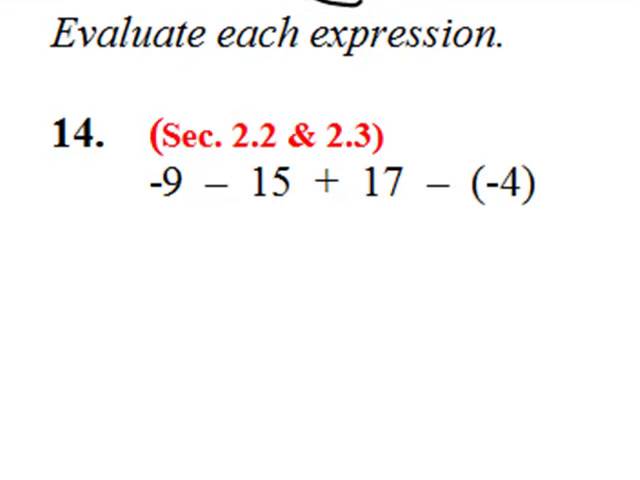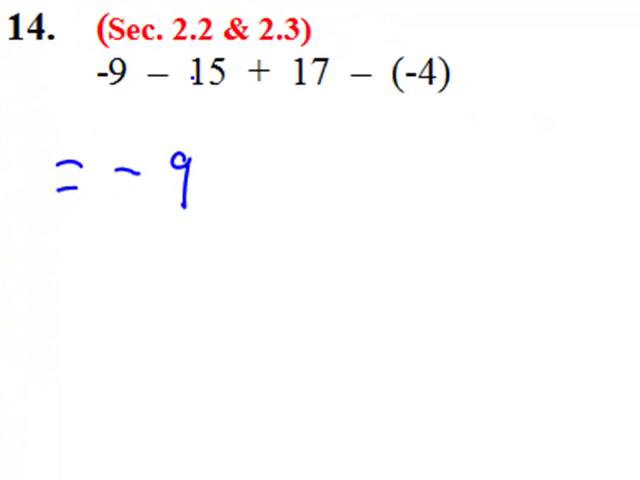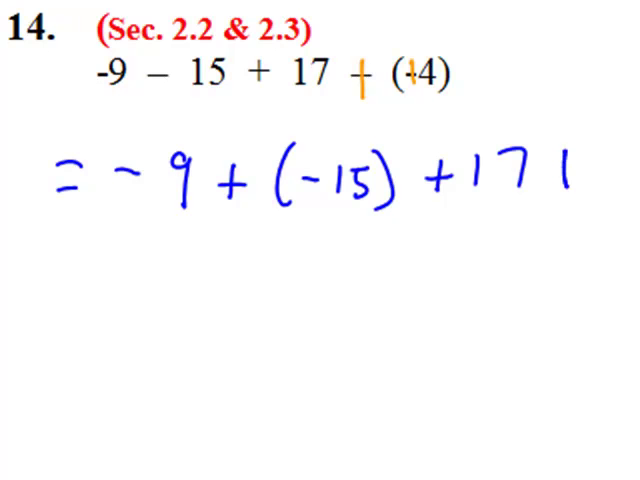Number 14, we're asked to evaluate. And this is a kind of a combination of addition and subtraction. And what we've learned about subtraction is that it can always be changed to adding the opposite. And that's what we're going to want to do here. The negative 9 is fine, but minus 15 we can make into plus negative 15. Plus 17 is fine. Minus a negative 4. Sometimes we think of this as changing this to adding a positive. It's adding the opposite. And when we write that out, it should become plus 4.